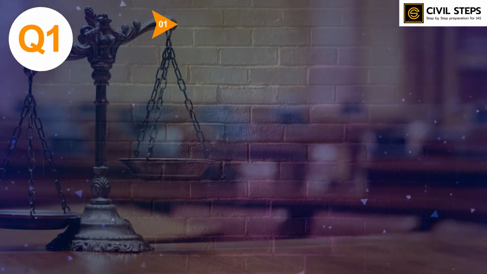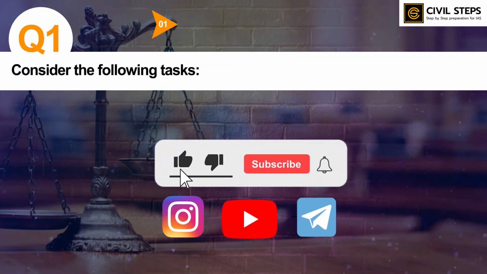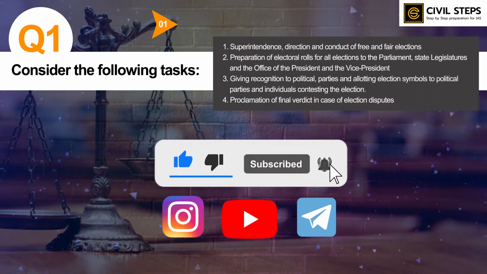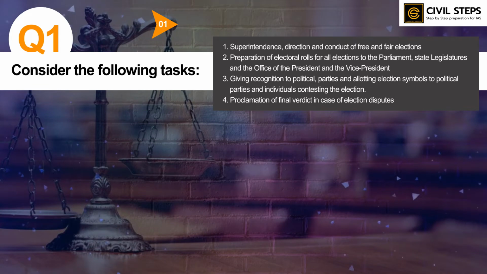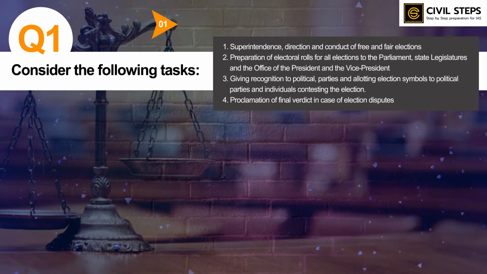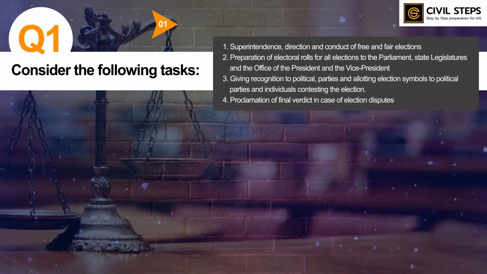So the first question is, consider the following tasks. First, superintendence, direction and control of free and fair elections. Second, preparation of electoral rolls for all elections to the parliament, state legislatures, and the office of the president and the vice president. Third, giving recognition to political parties and allocating election symbols to political parties and individuals contesting the election. Fourth, proclamation of final verdict in case of election disputes. So, which of the above are the functions of the Election Commission of India?